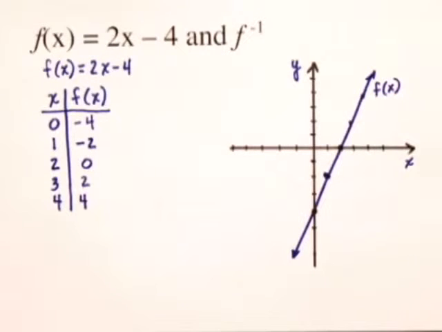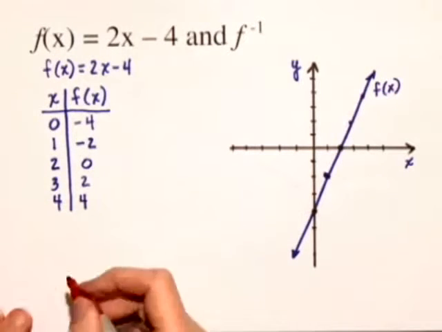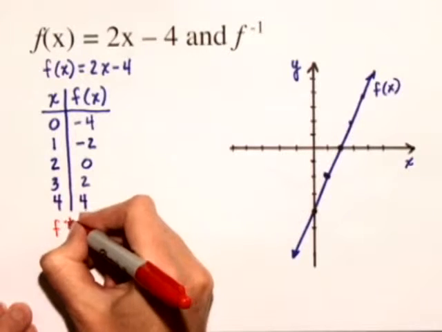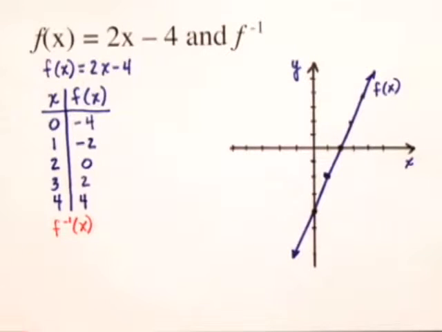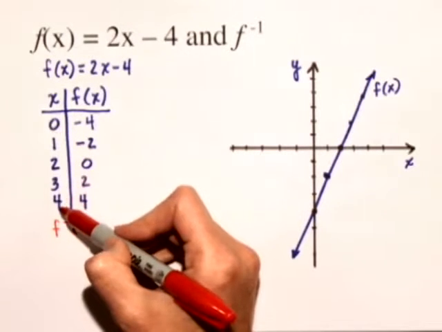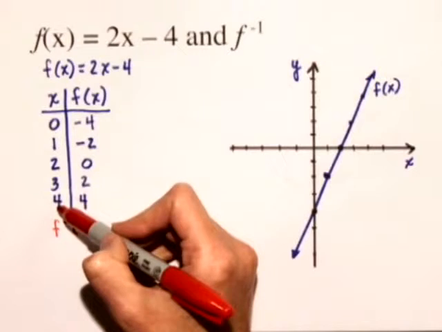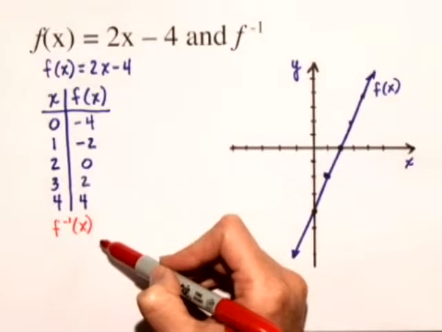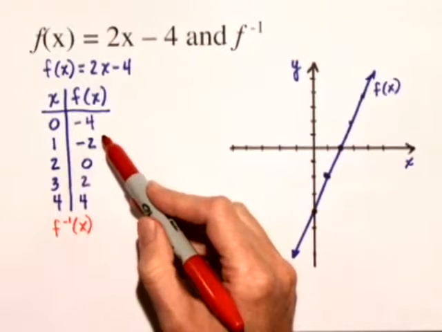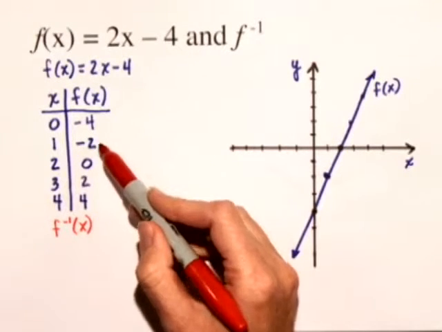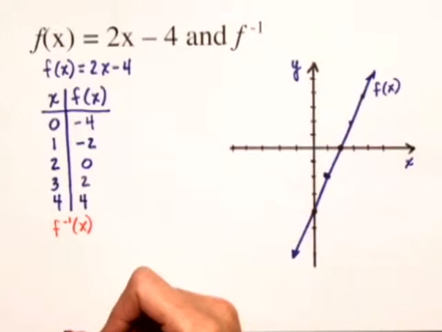Now, let's graph the inverse function in red. We'll call it f inverse of x. Now, in order to graph f inverse of x, we need to remember something about a function and its inverse. Remember, the x values, or the input or the domain values for the original function, become the range for the inverse function. And the range, or the output values for the original function, become the domain for the inverse function.